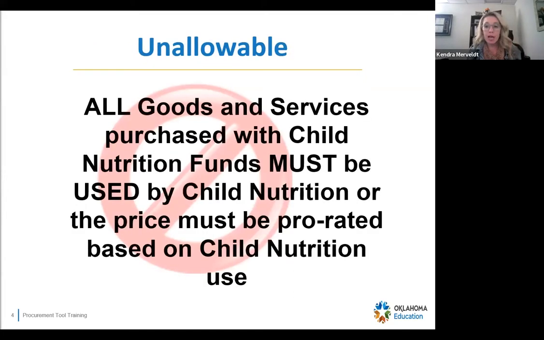Now, something that is unallowable is all goods and services purchased with child nutrition funds. It can only be used for child nutrition, or it must be prorated if it is used for somebody else other than child nutrition.